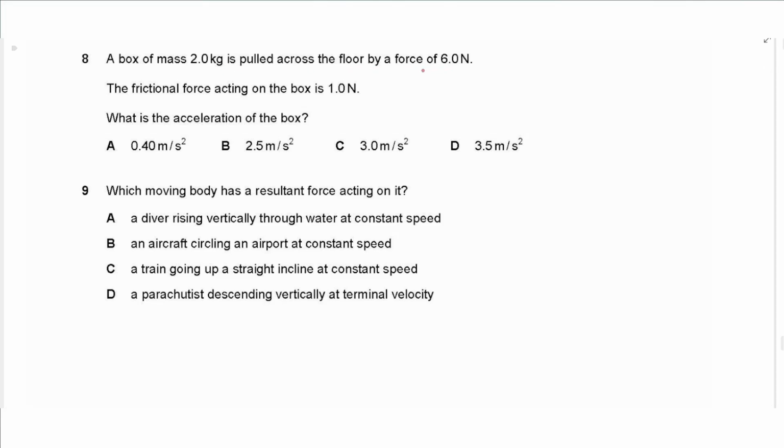Question 8 says a box of mass 2 kilograms is pulled across the floor by a force of 6 newtons. The frictional force acting on the box is 1 newton. What is the acceleration of the box?